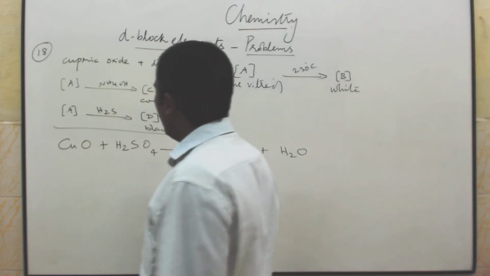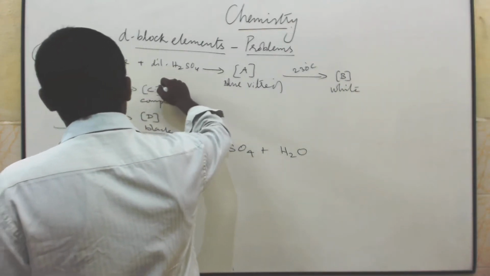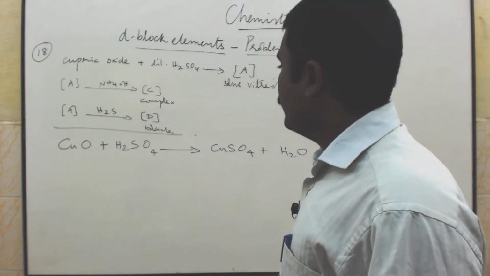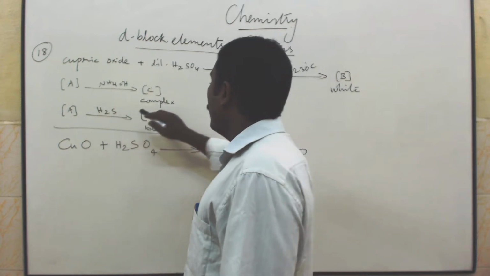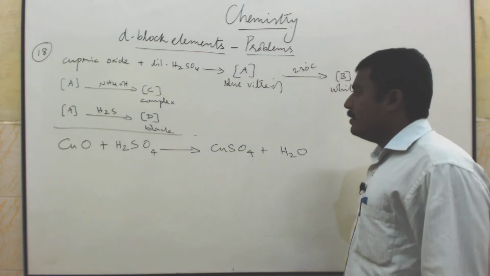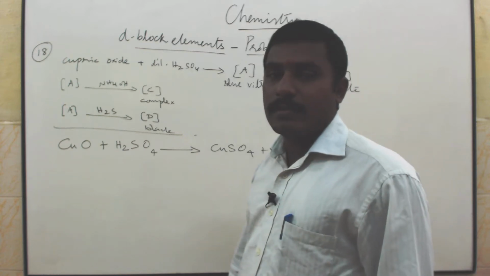Compound A reacts with ammonium hydroxide, it gives C, that is a complex salt. Again, A reacts with hydrogen sulfide gas, it gives compound D, that is black in color. Find out A, B, C, D and explain the reactions.